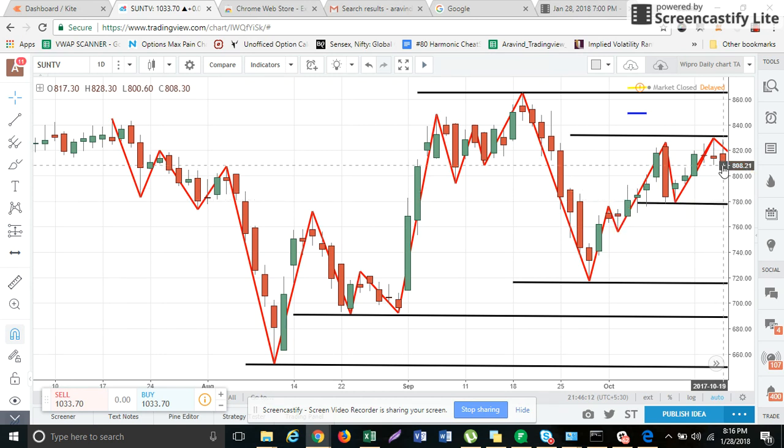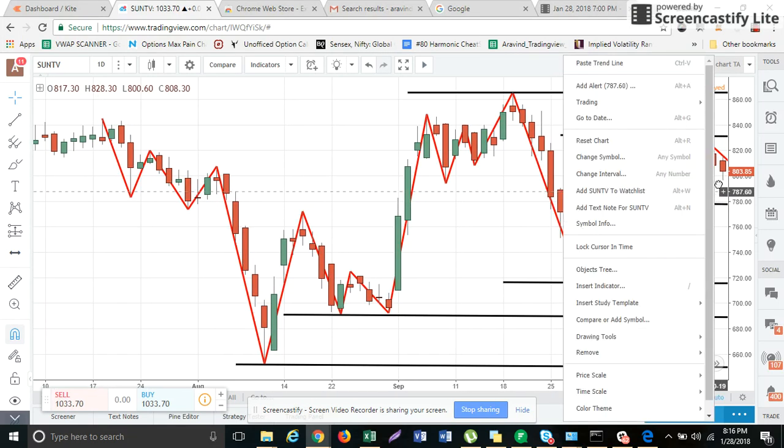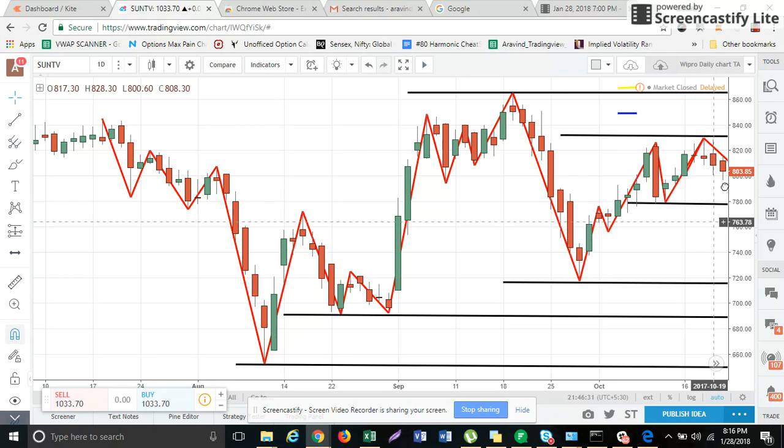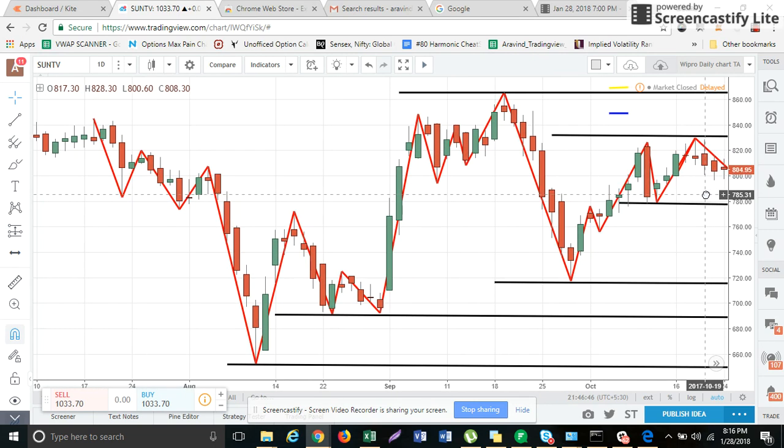Let's move on to the next day. So the next day, what happened? It made a lower bottom, but it didn't break our swing low. So we will still be waiting for our trading setup. Let's move on to the next day. So the next day again it made a lower bottom, but still it didn't break our swing low, which is around 778 levels. So we'll just wait for the next day. Let's see what happened next day.